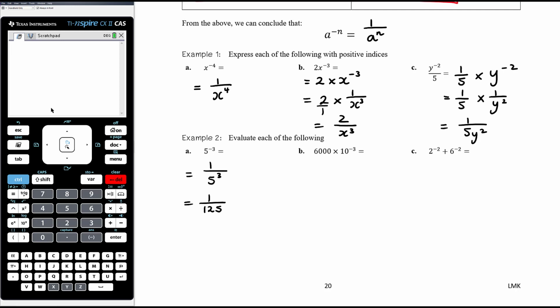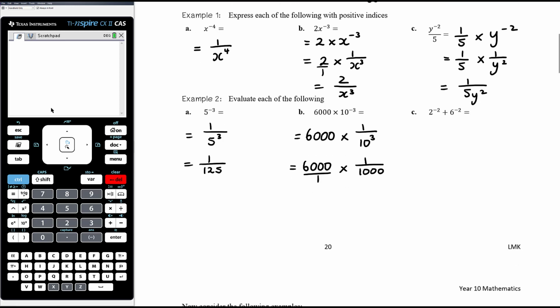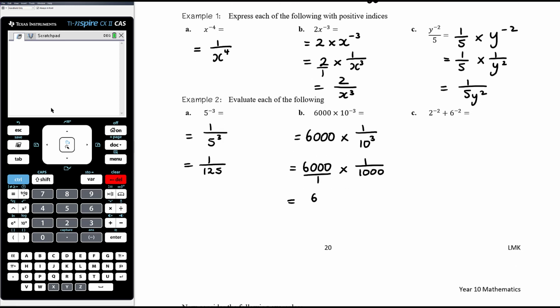If we have 6,000 times 10 to the power of negative 3, so that's 6,000 times 1 over 10 cubed. Now 10 cubed is 10 times 10 times 10, and so that is 1,000. Now, if we've got 6,000 times 1 on 1,000, we've really got 6,000 on 1,000. And again, we can divide by 10 again, and divide by 10 again to find that we just have 6.